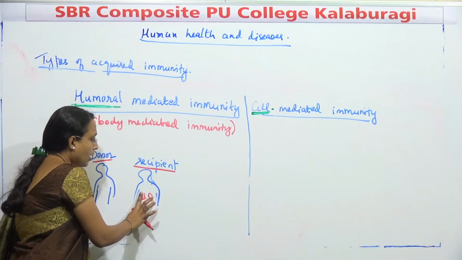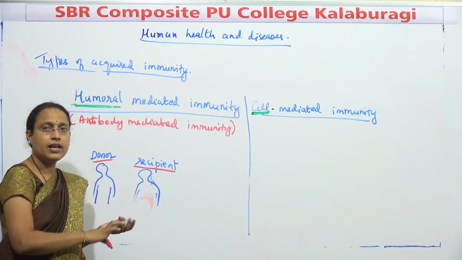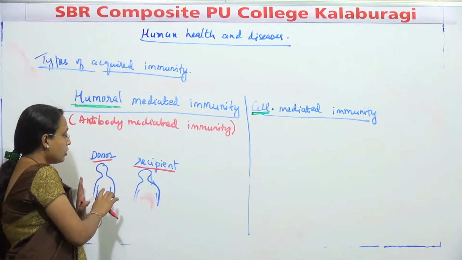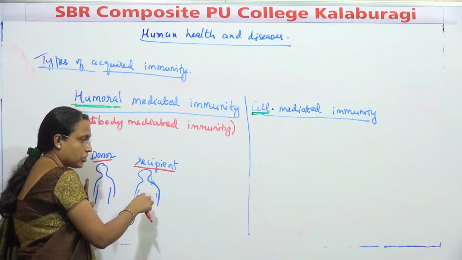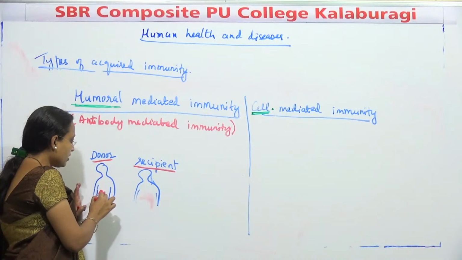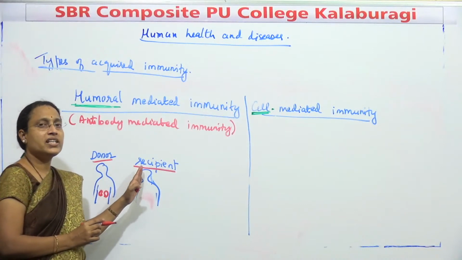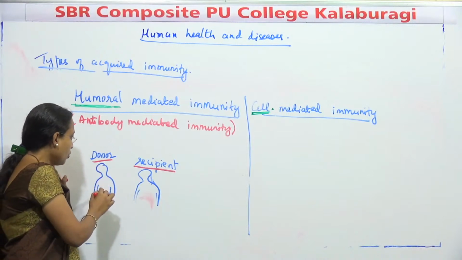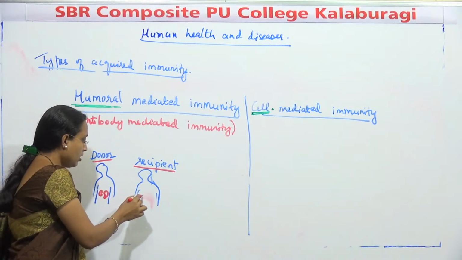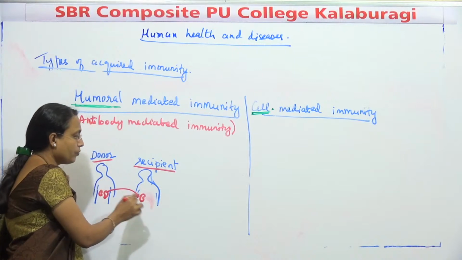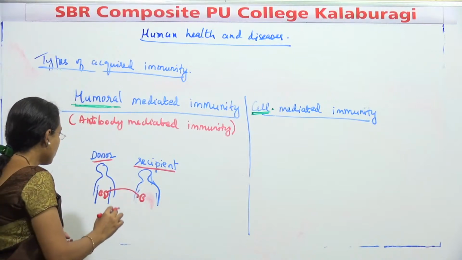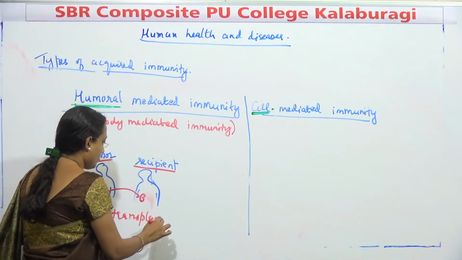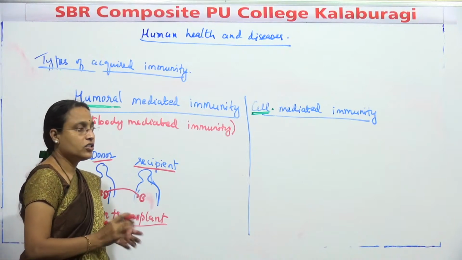Therefore, transplantation has to be done. Organ is transplanted from donor to recipient so that the donor's organ will start functioning in the recipient. First thing you should understand: a donor and recipient will not be genetically exactly identical. It is not possible. So suppose the organ from the donor is transplanted into the recipient. This is called organ transplant.